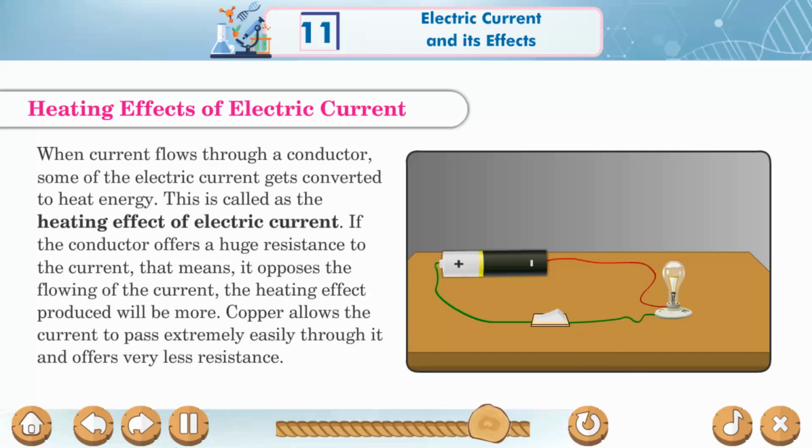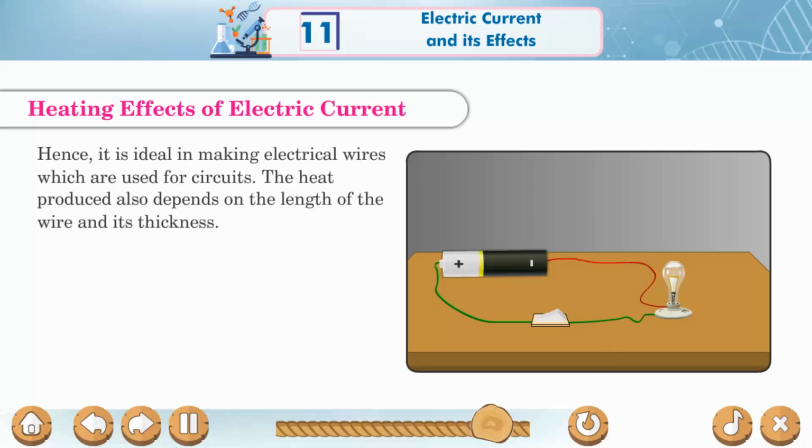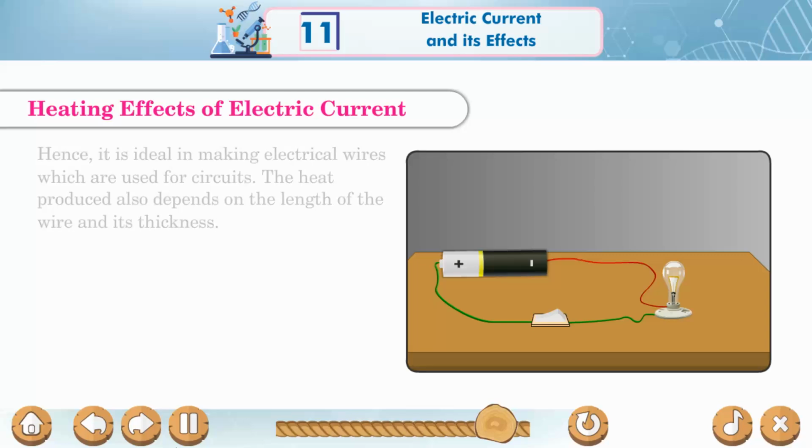Copper allows the current to pass extremely easily through it and offers very little resistance. Hence, it is ideal in making electrical wires, which are used for circuits. The heat produced also depends on the length of the wire and its thickness.